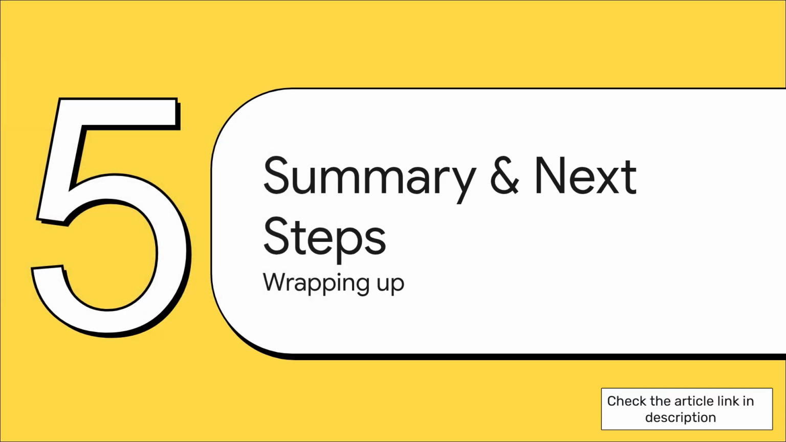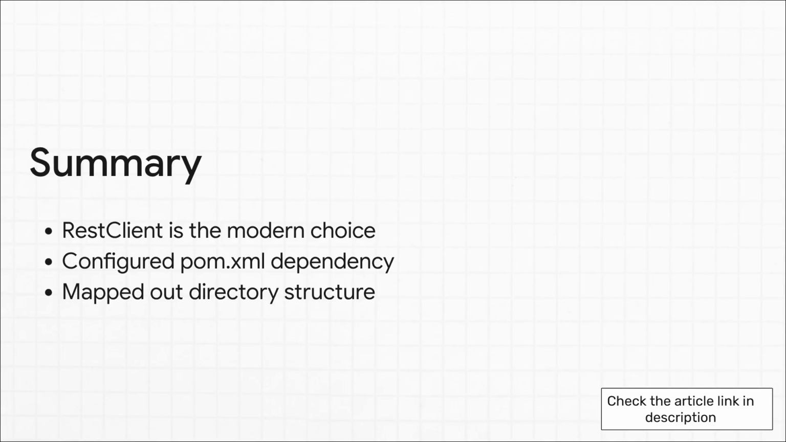And that brings us to Section 5, Summary and Next Steps. Okay, let's review what we've accomplished. First, we identified RestClient as the definitive modern choice for synchronous HTTP calls in Spring Boot. Remember our core tagline. It gives you a clean, fluent, builder-style API without the reactive overhead. Absolutely crucial. Second, we successfully configured our pom.xml with the spring-boot-starter-web dependency to avoid any of those annoying classpath resolution errors. And lastly, we mapped out a really robust production-ready application directory structure, cleanly separating our configs, controllers, models, and services.